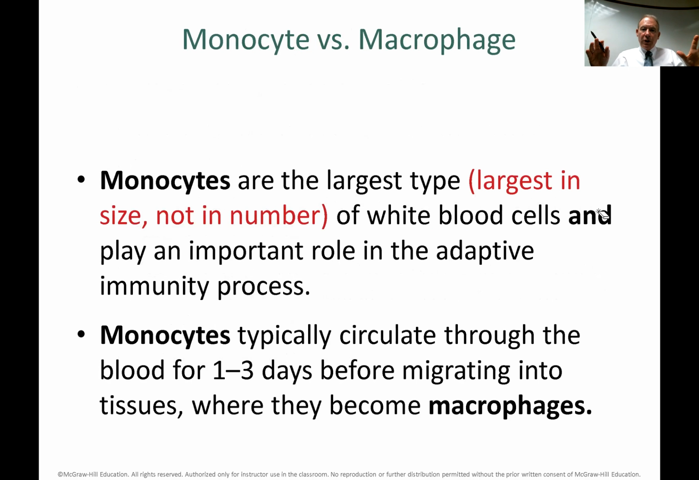Monocytes are the largest by size, not by number, of the white blood cells, and they circulate through the blood for 24 to 72 hours or so. Then when they leave the circulatory system and go into the tissue, they are called macrophages. Macro means big, phage means to eat. So these are big eating cells.